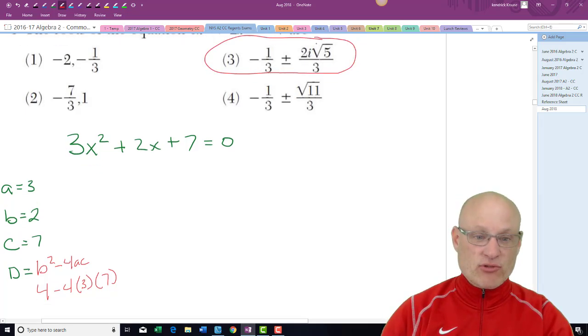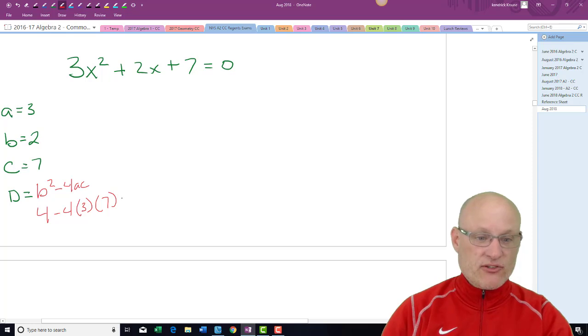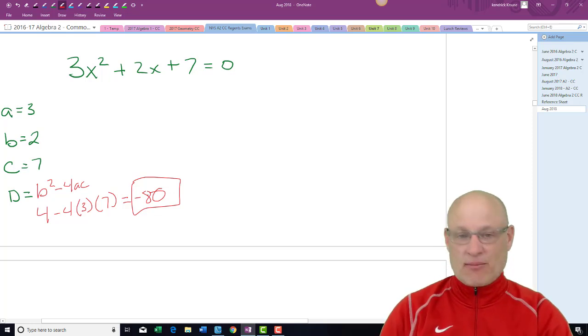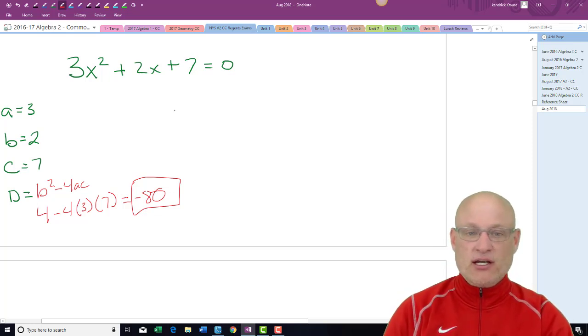Why? Because my discriminant is negative. This is negative 80, so that means I'm going to have a negative under the radical, which means I'm going to have imaginary solutions. But let's just check it. X equals negative b, negative 2, over 2a, which is 6, plus or minus the square root of negative 80, because I already did all that work, over 6.